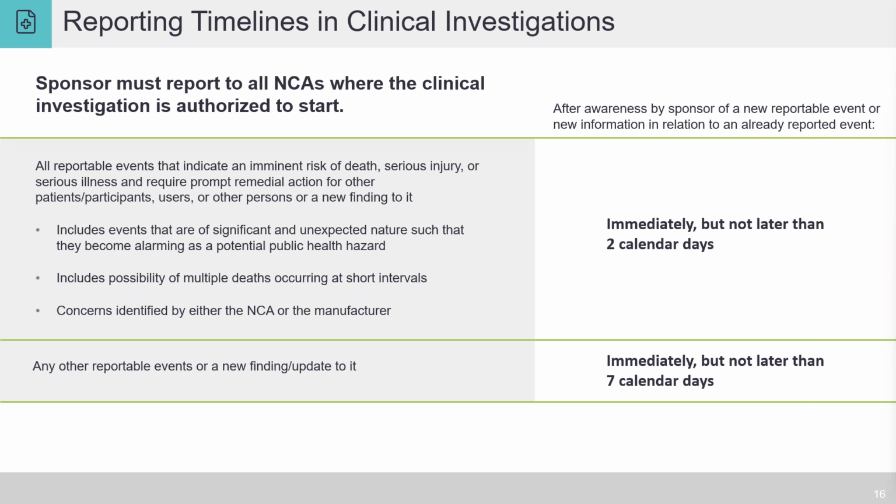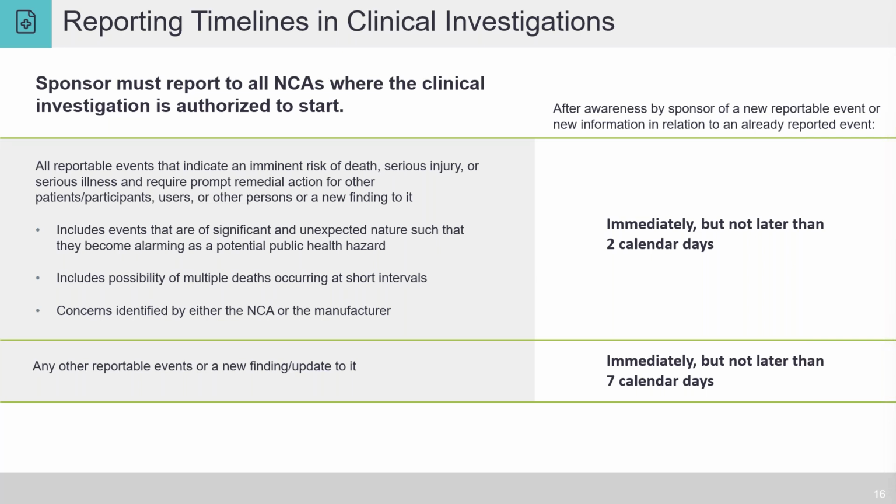So these concerns may be identified either by NCAs or the manufacturers, what I told about the potential public health hazard or multiple deaths occurring at a short interval. Now, apart from that, any other reportable event or a new finding or update to it has to be reported within 7 calendar days following the date of awareness by the sponsor of the new reportable event, or any new information which has come in relation to the already reported event.